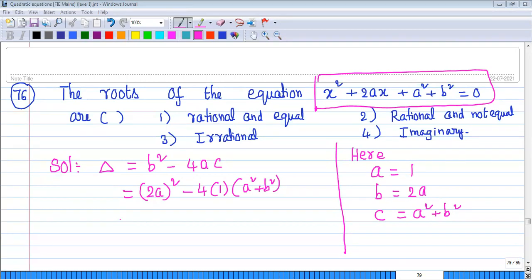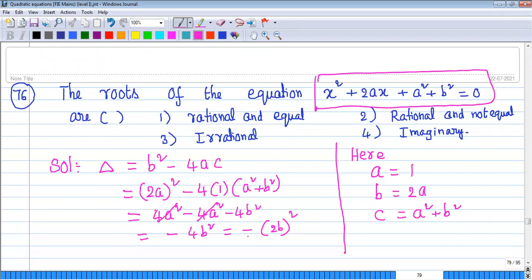Okay. So this will be 4a square minus 4a square, so minus 4b square. See, plus 4a square minus 4a square cancel. We have minus 4b square. Minus 4b square is equal to minus of 2b whole square. Generally, it leads to confusion. 2b whole square is a perfect square, so rational and equal we can say.